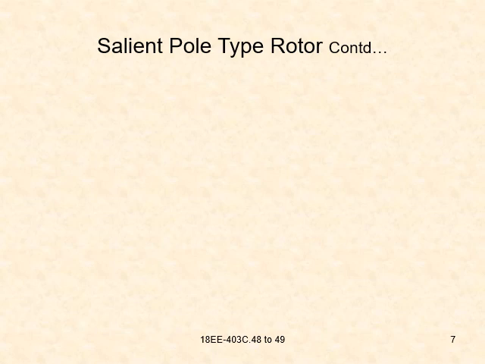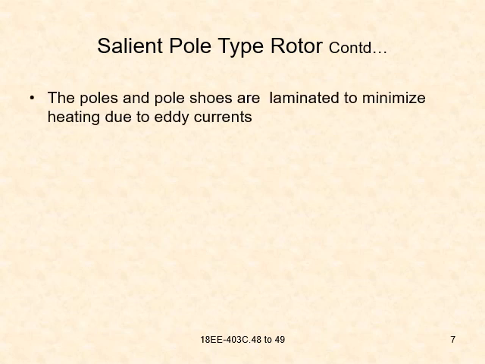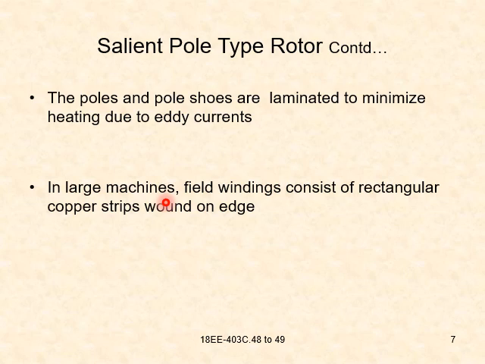In continuation of the salient pole type of rotor, the poles in pole shoes are laminated to minimize heating due to eddy currents. And in large machines, field windings consist of rectangular copper strips wound on edges.